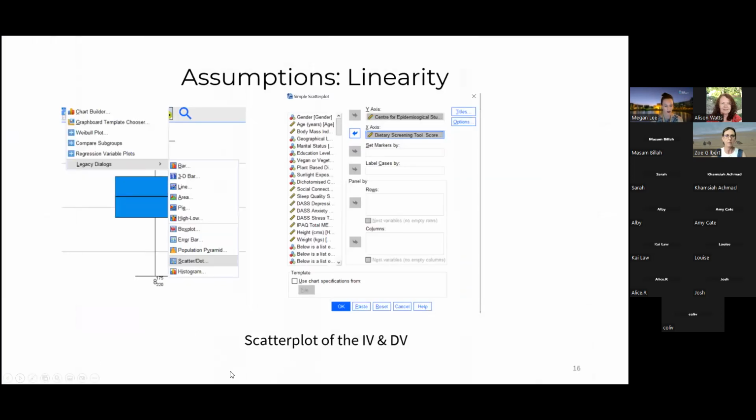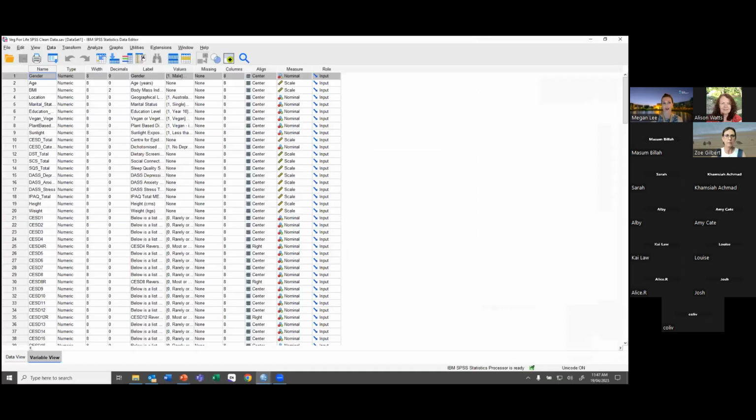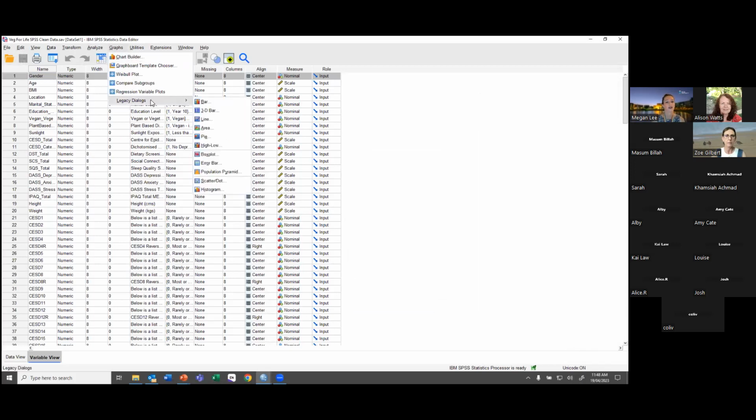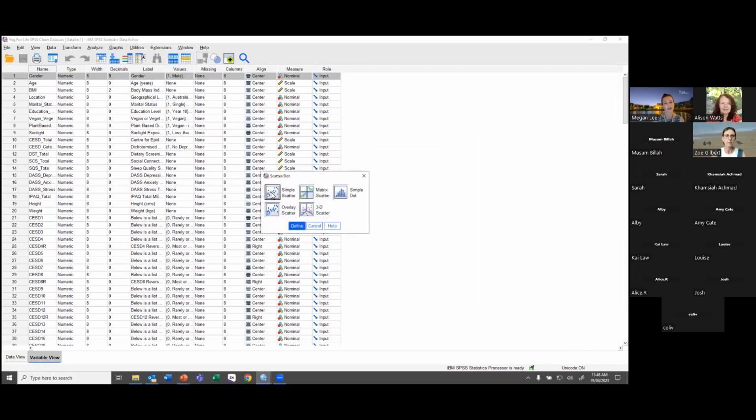Linearity, we have to do on the IV and the DV before we do our analysis, because you cannot do a regression unless your relationship is linear and can fall on that straight line. So let's do that. Analyze. No, we'll go to graphs. Graphs, you can do it two ways. You can either go legacy dialogues and create a scatter plot, or you can go to chart builder and create a scatter plot. There's two different ways of doing it.